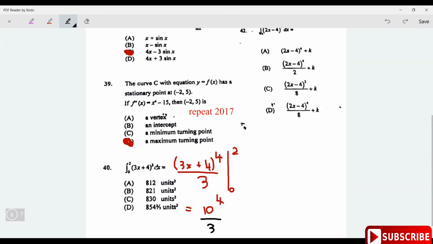Add 1 to the power, divide by, oh, I forgot to divide it by the power times the differential in the bracket. My apologies. It's 4 times 3. So it's 10 to the 4 over 12. 10 to the 4 divided by 12 is 833.